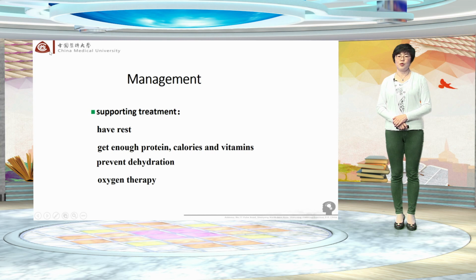After diagnosis, we should give some management. The management of lung abscess includes 4 parts. The first is supporting treatment. If the patient was diagnosed with lung abscess, they should have a good rest, get enough protein, calories, and vitamins. Also prevent dehydration, give enough water. If the patients feel short of breath, oxygen therapy should be given to them.